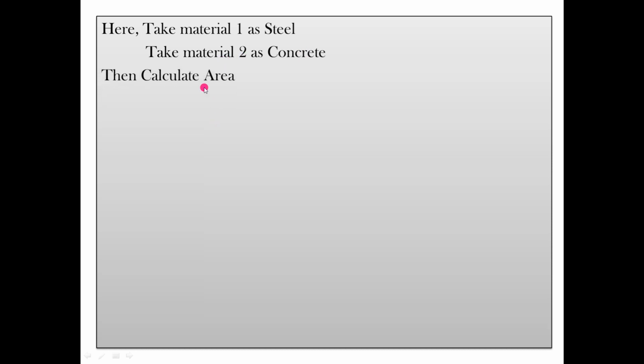Then calculate the area of steel and concrete. First calculate the area of steel. The formula for this: A_s, that is area of steel, is equal to pi by 4 into d square into 4. Here the steel bars are circular in cross section, hence the circular area is applied, pi by 4 into d square. Why is it multiplied by 4? Because there are 4 steel bars. Pi by 4 into d square gives only one bar, that is the area for one bar, and if we multiply by 4 then we get the area for all steel bars.